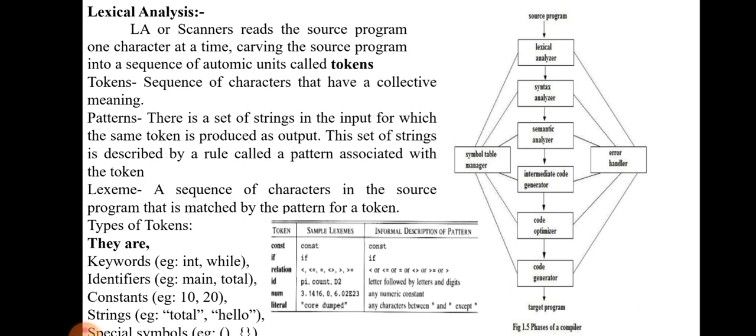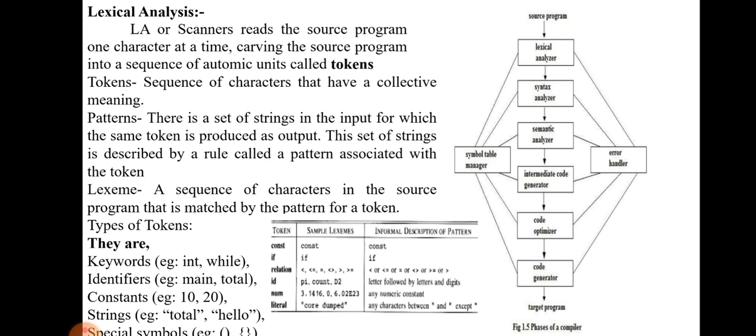In the compiler there are 6 phases, which can be split into 2 phases: the analysis phase and the synthesis phase. The lexical analyzer, syntax analyzer, semantic analyzer, and intermediate code generator are called the analysis phase, and the code optimizer and code generator are called the synthesis phase. Let us see them one by one.